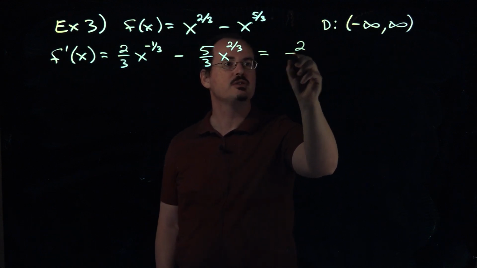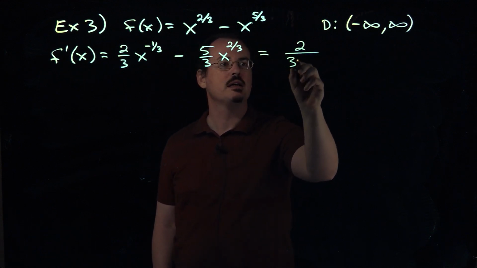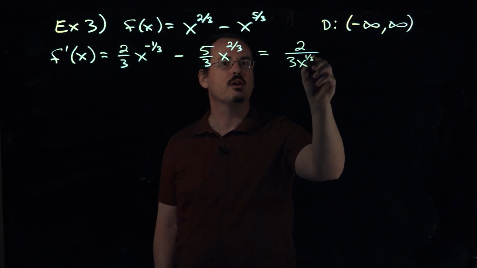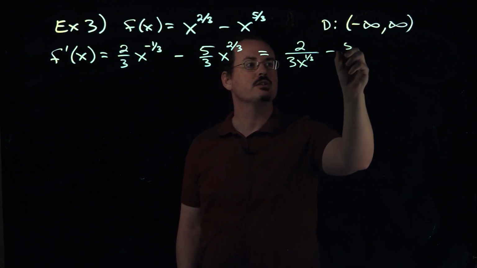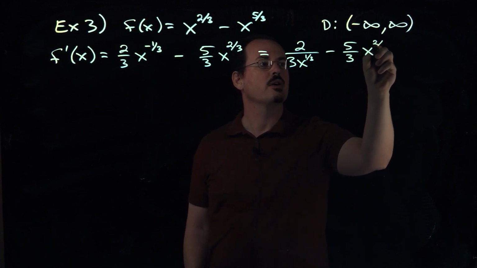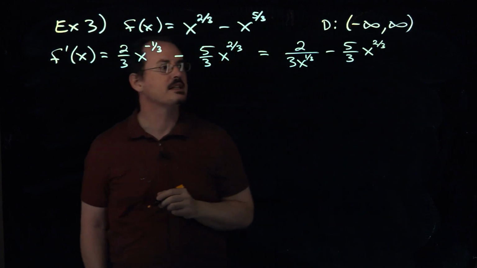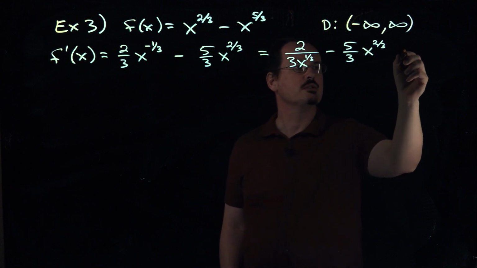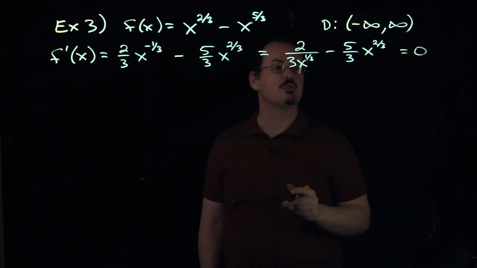Let's go ahead and rewrite this so that it has a positive exponent there. This will be the same as 2 over 3 x to the 1/3 power minus 5/3 x to the 2/3 power. Okay, and then we're going to want to set this thing equal to 0 to figure out where those critical numbers occur.